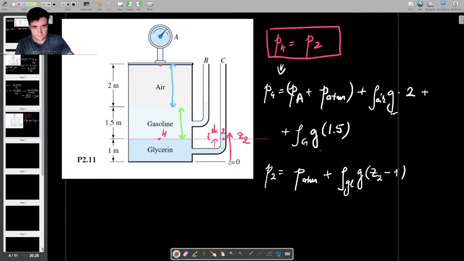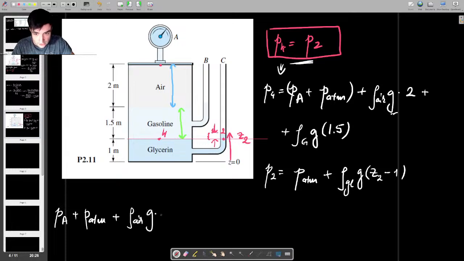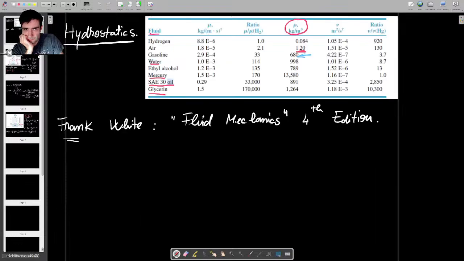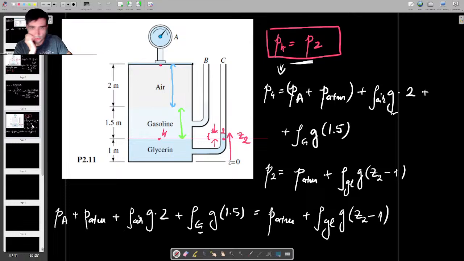So now all we have to do is equate them, because they're equal according to what we were discussing earlier. One is equal to the other, so I'll just write the whole thing again. PA plus Patm plus density of air times g times 2 plus density of the gasoline times g times 1.5 is equal to atmospheric pressure plus the density of the glycerin. Oh sorry, the earlier one is gasoline, not glycerin. GL is glycerin. Times g and then Z2 minus 1. Okay, yes, we're all good. As before, we cancel out the atmospheric pressure.